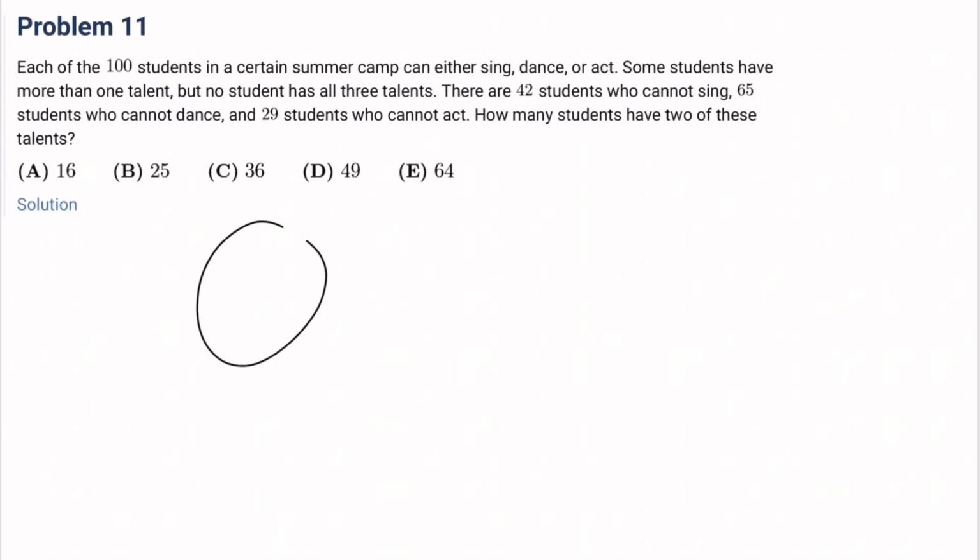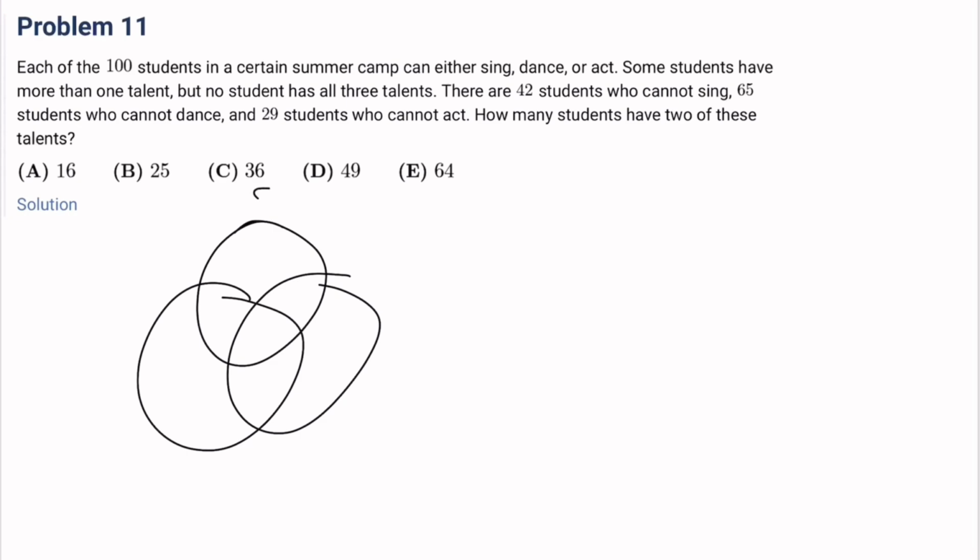Okay, so if we draw a Venn diagram like this, and we have sing, dance, and act, then we're just going to label it A, B, C, D, E, F, G, like that. But then since no student has all 3 talents, that means C is just equal to 0, so we're not going to consider C anything. And then there are 42 cannot sing, 65 cannot dance, and 29 cannot act. If we just write that out, and then this is sing, so cannot sing is E, F, G. E plus F plus G is equal to 42 students.